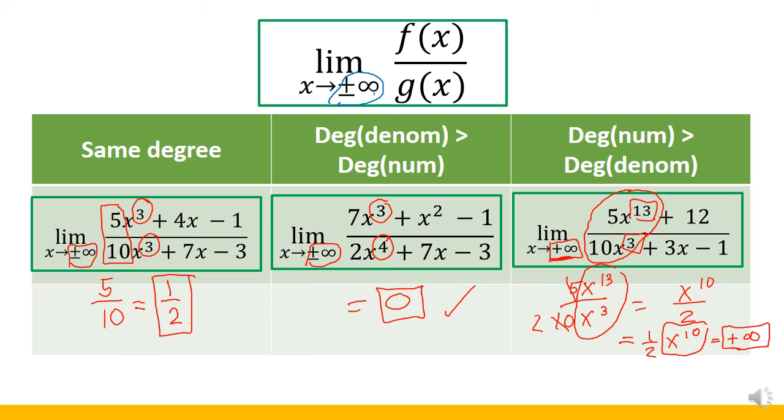So the moral of the story: same degree, just deal with the coefficients. Degree of the denominator greater than the degree of the numerator, the limit is 0. Degree of the numerator higher than the degree of the denominator, the answer will be positive infinity or negative infinity, depending on the simplified version and on the sign of the infinity that x is approaching.